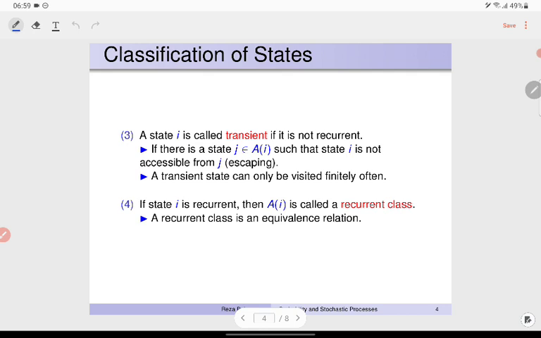Yeah? So that means that if J is inside of this AI, and we already know that state I is recurrent, then state J must also be recurrent. There is no other way, because they form an equivalence relation.